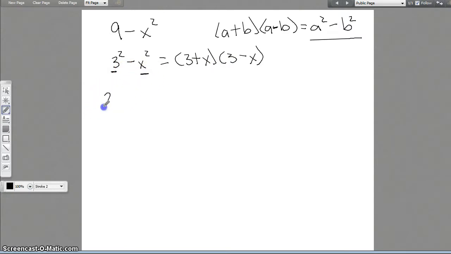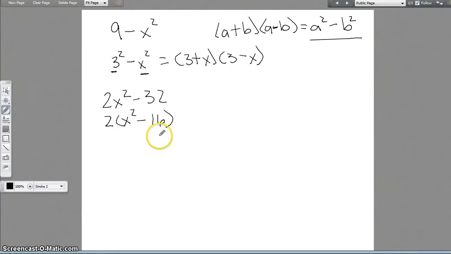What if we had something like 2x squared minus 32? Well, those aren't square numbers, but notice that the 2 and the 32 are both even numbers. We can factor that out. If we factor out the 2, 2 times what is 2x squared? That's going to be x squared. 2 times what is negative 32? Well, that would be negative 16.